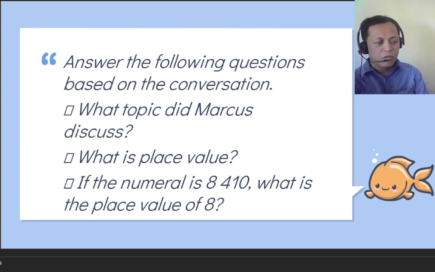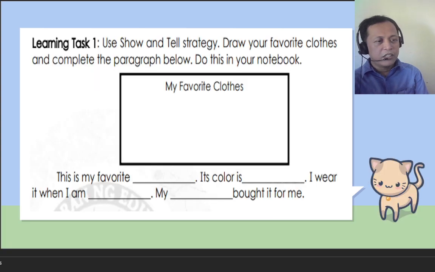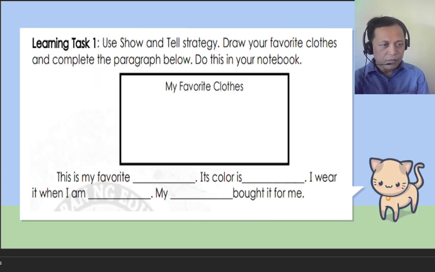Okay, now with our next activity, let us go. Learning task number 1. This is another way of showing or presenting information. The other one we have discussed only a while ago, which is role playing, and this is now another way, which is show and tell.